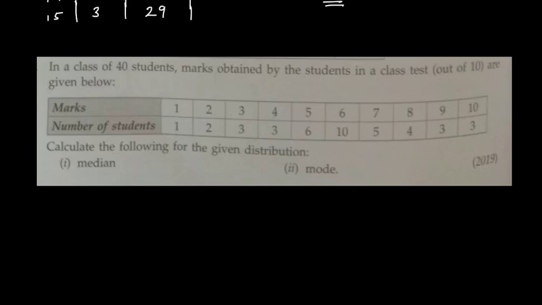Now here the next question is, in a class of 40 students, so total frequency is given as 40, marks obtained by students in a class test out of 10. So marks we can see that 1, 2, 3, 4, 5, 6, 7, 8, 9, 10 are given below. Calculate the following of the given distribution. Now you have to calculate median. So the problem is exactly the same as what you have done just now. Find out median and then mode. Mode you can directly get from data. Here you see that 6 is repeating maximum time, which is 10 times. So you can say that mode is 10. So solve this problem by yourself.